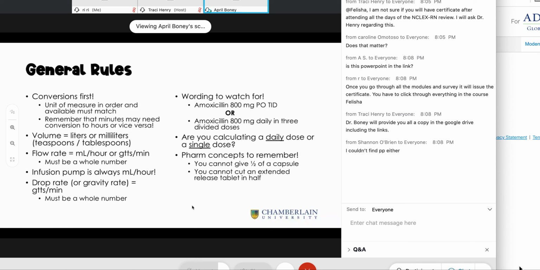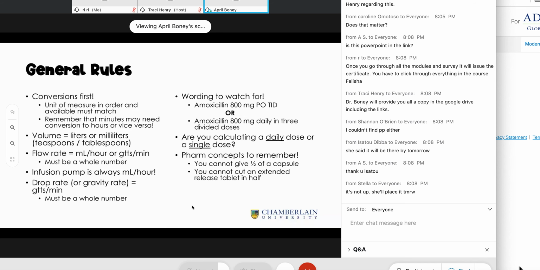Okay, so volume. Anytime we use the word volume, that's a liquid. It can only be a liquid, right? So it's typically either liters or milliliters, or it could be teaspoons or tablespoons. But if you see the word volume, think liquid. Only conversions or math in liquid is what you're going to be able to have as your answer.